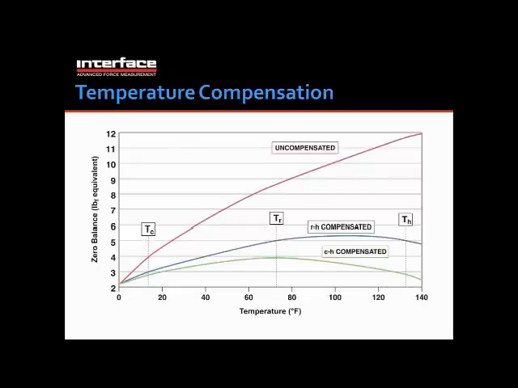So what we have here is a graph of three load cell conditions. The upper red line is the uncompensated condition where the load cell has been put through a temperature cycle, and we see errors in the magnitude of about 12 pounds of error that has been induced into our measurement because of the uncompensated condition.